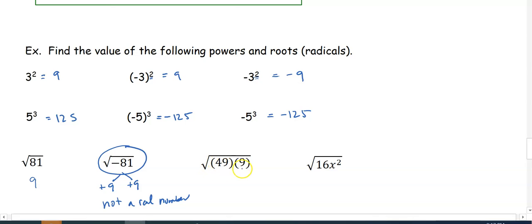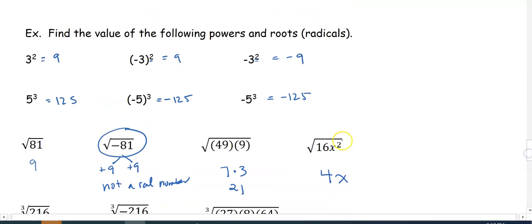What's the square root of 49 times 9? Well, since 49 is a perfect square and 9 is a perfect square, I can just take the square root of 49 and take the square root of 9 and say the square root is 21, right? Just like with variables. The square root of 16x squared, the square root of 16 is 4, the square root of x squared is one of them, x.